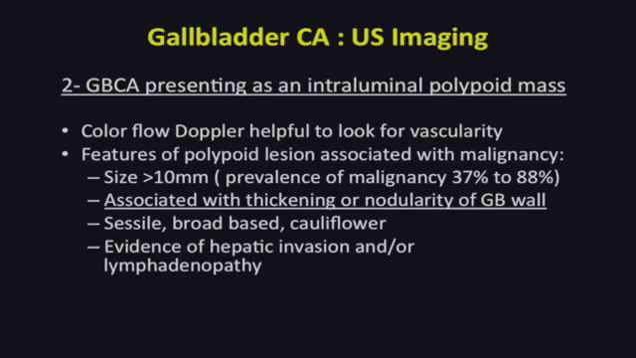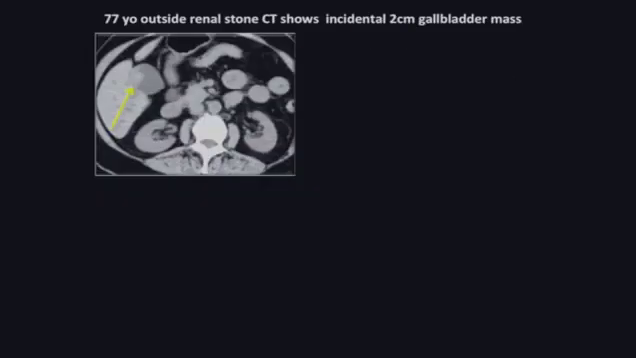When the polypoid lesion is greater than 10 millimeters, there's high prevalence of malignancy, which has been reported anywhere between 37 to 88%. Key feature, the polypoid lesion is associated with thickening or nodularity of the gallbladder wall. The lesion, if it's sessile or broad based, or it has cauliflower features, is also highly suspicious. And obviously, if one sees evidence of hepatic invasion and/or lymphadenopathy, that again also favors gallbladder malignancy. So let's take a look at a few cases.